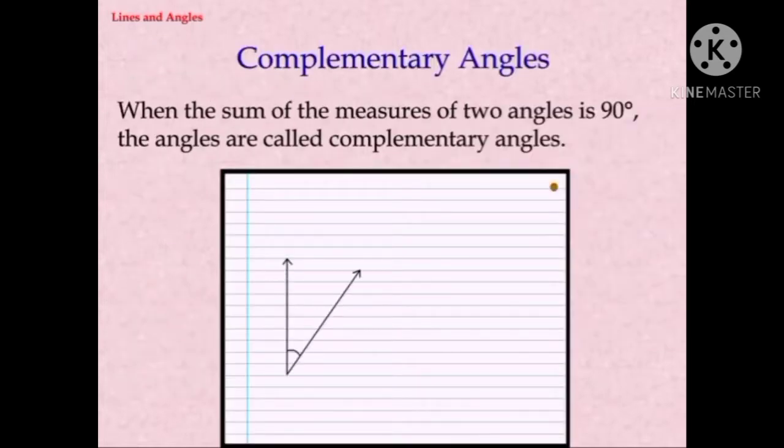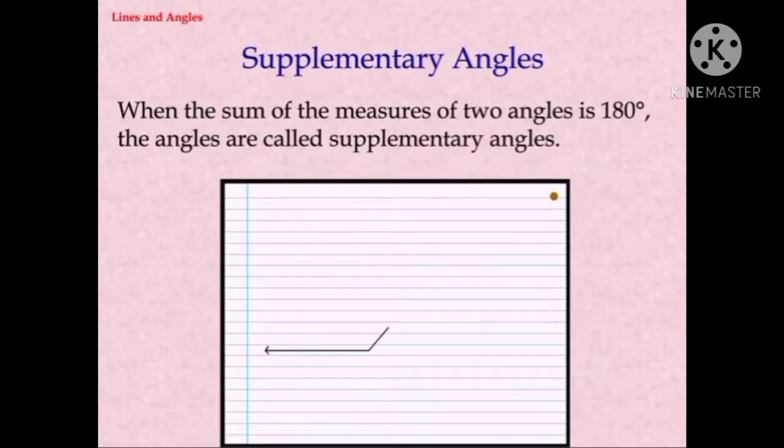Complementary angles. When the sum of the measure of two angles is 90 degree, the angles are called complementary angles. Supplementary angle. When the sum of the measure of the two angles is 180 degree, the angles are called supplementary angles.